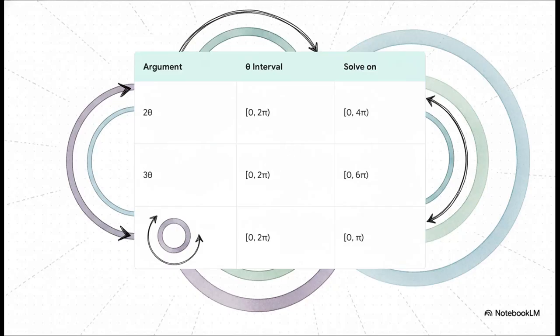This table really shows the widen part of our rule perfectly. You see, if the argument is 2 theta, we double our solving interval to go from 0 to 4 pi. If it's 3 theta, we triple it. And hey, notice that bottom row? When the argument is theta divided by 2, the rule just works in reverse. We actually shrink our interval.